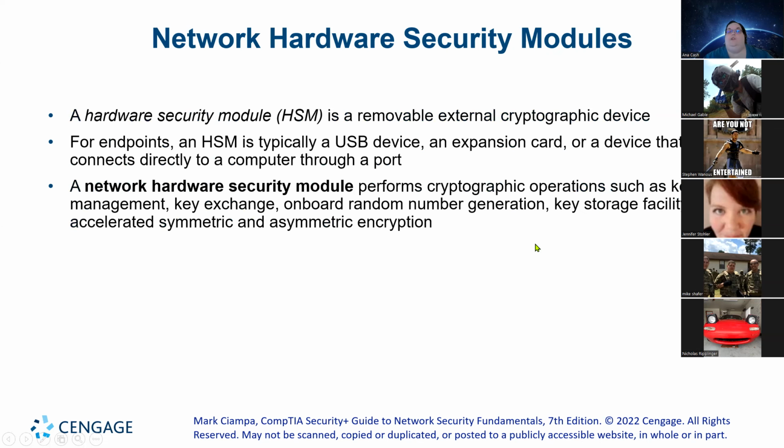So there are network hardware and security modules as well. Hardware security module is a removable external cryptographic device. For endpoints, an HSM is typically like a USB device, an expansion card, or sometimes another device that connects through a port. Network hardware security module performs cryptographic operations such as key management, key exchange, onboard random number generation, key storage facility, and accelerated symmetric and asymmetric encryption. So they have kind of a more robust encryption option than you would normally get.